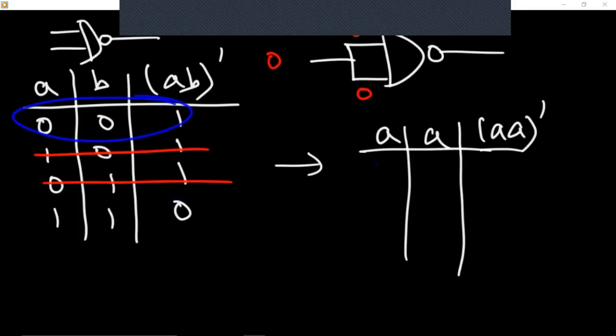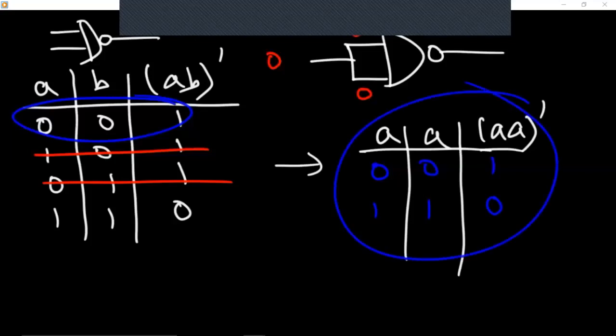So if we have a 0, the output is a 1. And if we have a 1, the output is a 0. And so this is the same table as a NOT gate.